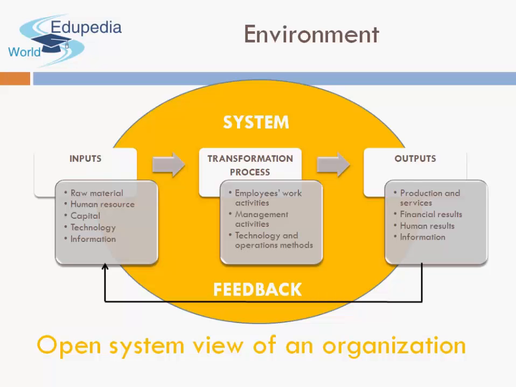In case if this feedback part is missing, then this diagram could be used to show a closed system view of an organization. But the moment we say that the organization is taking a feedback from the output, then this becomes an open system view of an organization, which is very important in today's world. Because of globalization, there are a lot of changes coming in the customer needs, in the customer preferences, in the changing technology, changing business environment. So the organization should be ready to adapt itself according to the changing business environment.